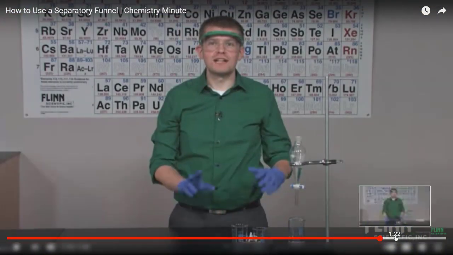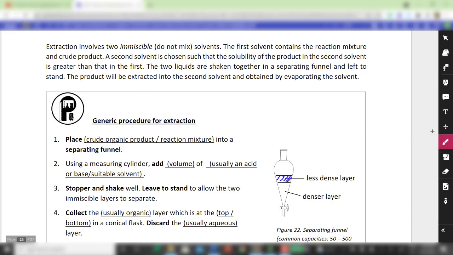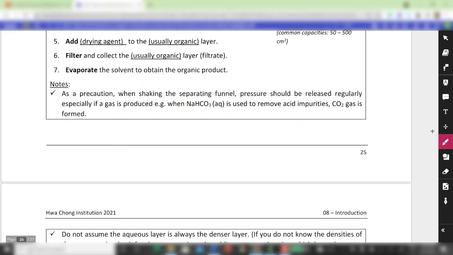So that's about it. That's how you use the separatory funnel. We may or may not be able to give you that particular lab experience, but for those of you who have done research before or who are doing related research now, you will know what a separatory funnel is. Then maybe you can share a relevant experience with your friends.